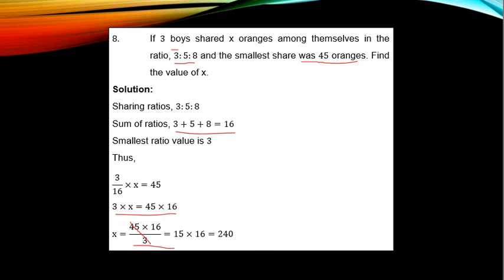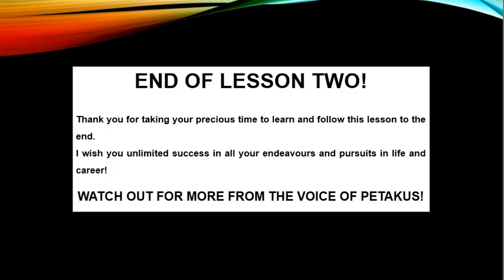From that, the smallest ratio 3 got 45 oranges. Okay. So still on the sharing, we are taking various forms of the problems. All right, end of lesson 2.